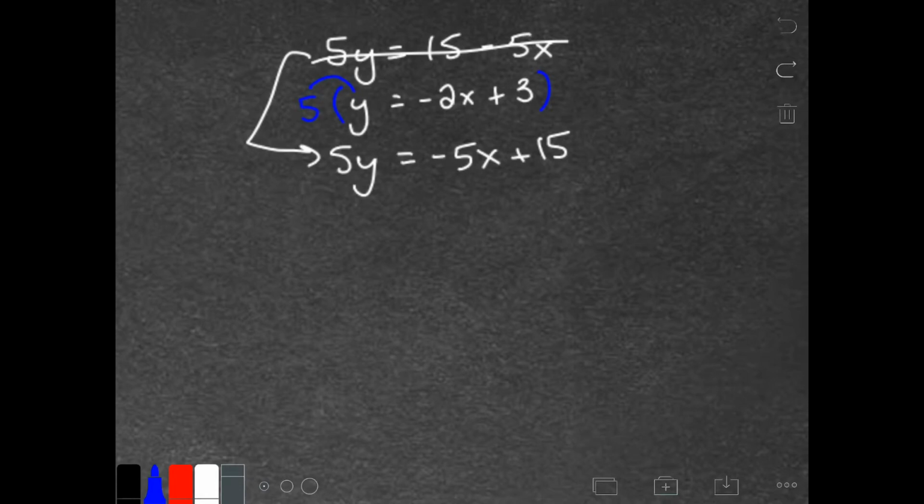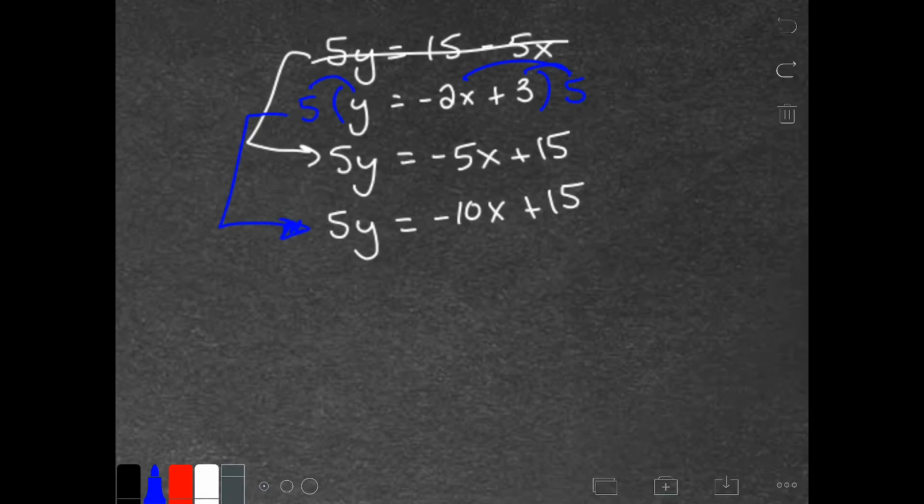All right, well, 5 times y is going to give me 5y equal to, and let's not forget to multiply by 5 on the other side. 5 times negative 2x is going to give me negative 10x. And when I distribute the 5 to the 3, I'm going to get positive 15. I'll just draw this little blue arrow to remind us where this equation came from.